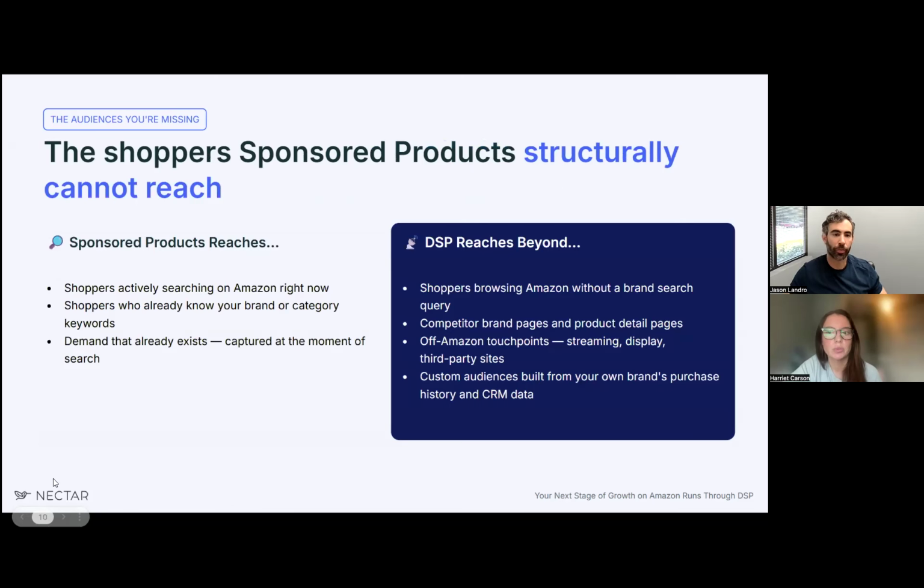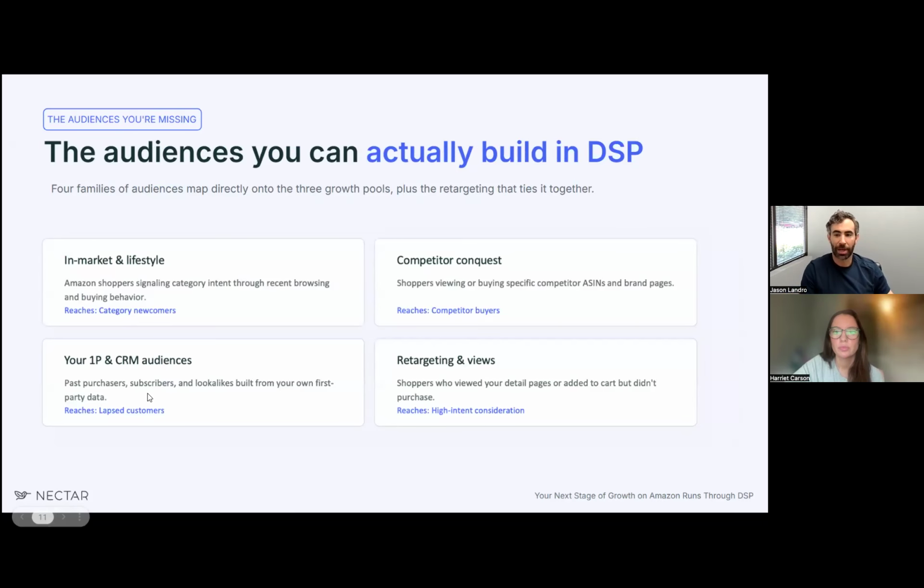When the two channels work together, that's where we consistently see the strongest long-term growth, right? We need to make sure the channels are speaking to each other. And so we've talked a lot about audiences, but haven't drilled down into it. Can you walk us through what that actually means?